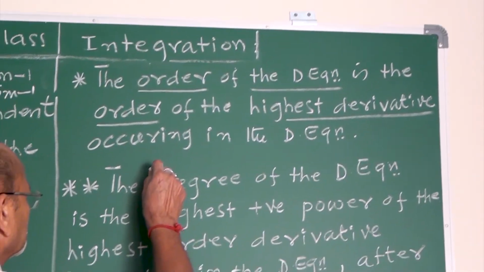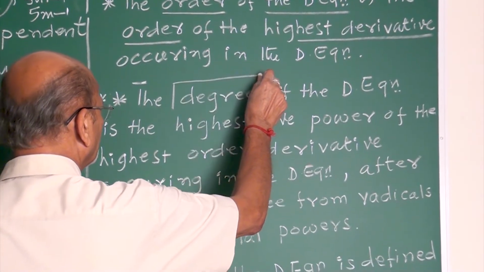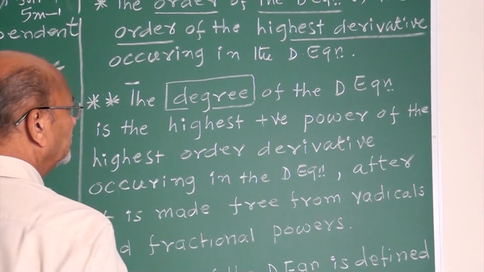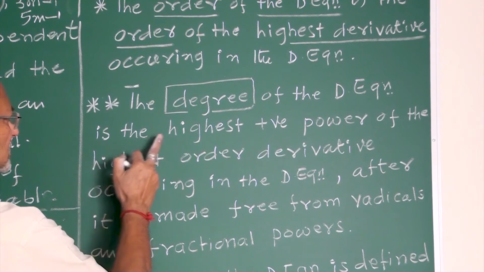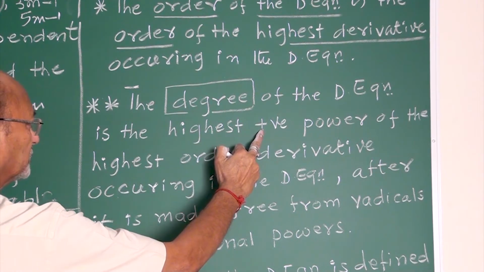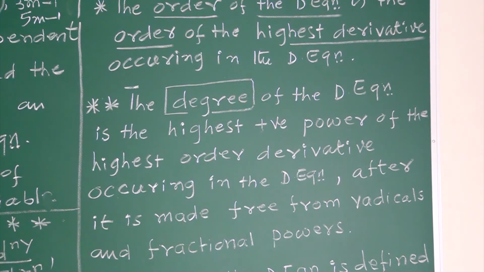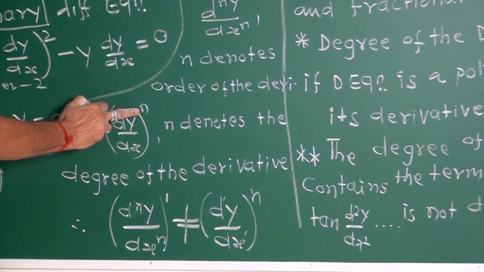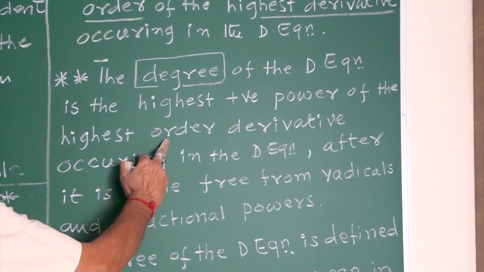Next, this is the degree of the differential equation. This is another very important point. The degree of the differential equation is the highest positive power. This power must be positive. N must be positive. It is the highest positive power of the highest order derivative.